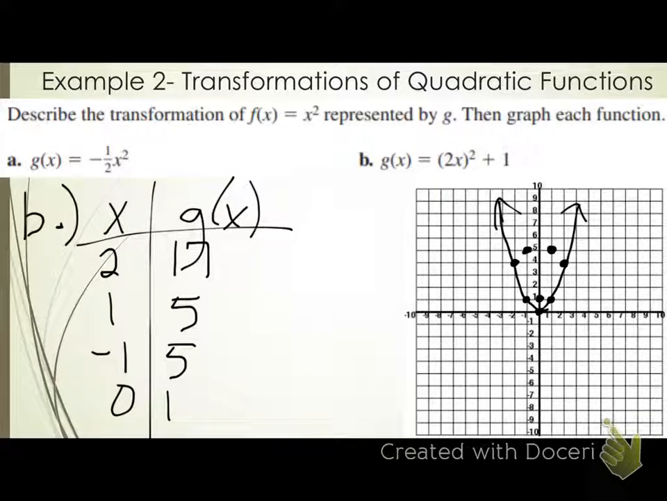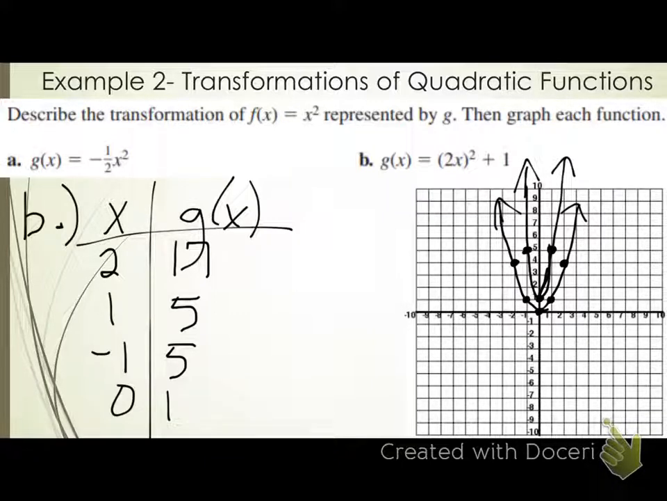Any number I plug in after that is going to get off my graph. If I plug in negative 2, I'm going to get 17 again. So let's draw a parabola based on these 3 points. So there's my parabola.